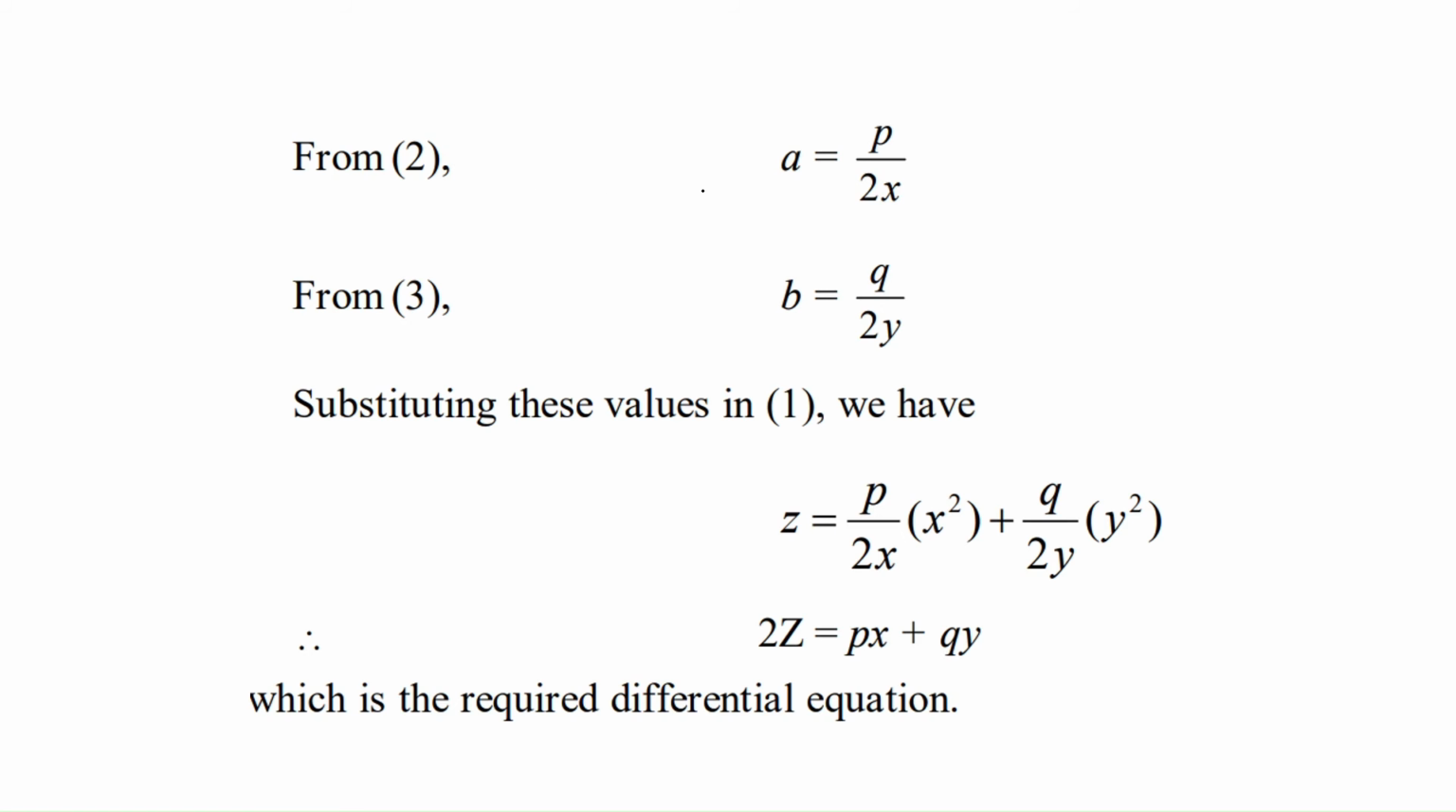Now from equation 2 we have a equals p by 2x. From equation 3 we have b equals q by 2y. Substituting these values in equation 1, we have z equals p by 2x times x square, plus q by 2y times y square. After cancellation, we will have 2z equals px plus qy, or z equals half of (px plus qy), which is the required differential equation.